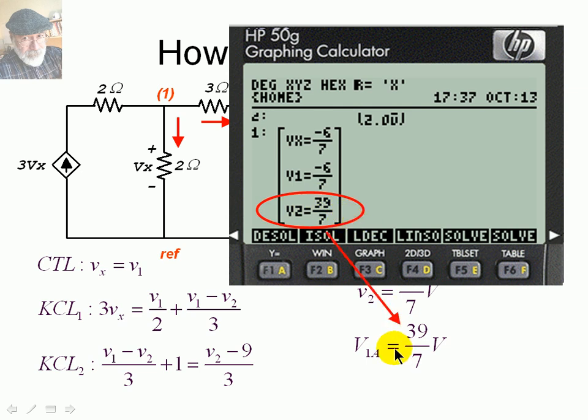Which is this V1A. I did the same for this 2 amp test. I just edited the set of equations, changed 1 amp for 2 amps, and asked the calculator to solve the modified system.